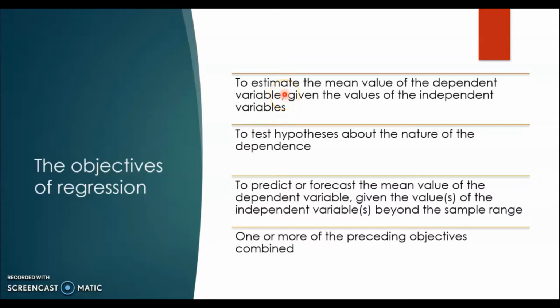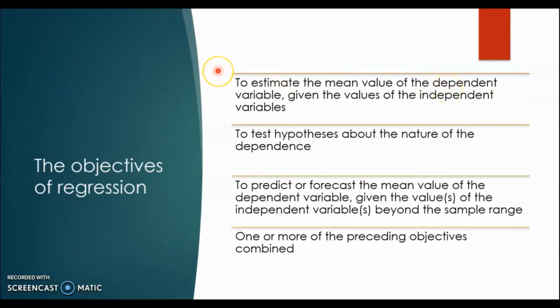Bear in mind that apart from using the term dependent variable, we can also use the term explained variable. They are referring to the same concept. While on the other hand, independent variables can also be referred to as the explanatory variables.